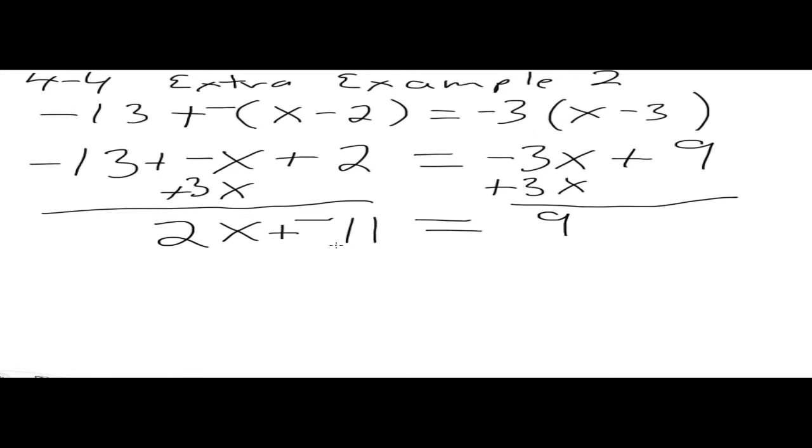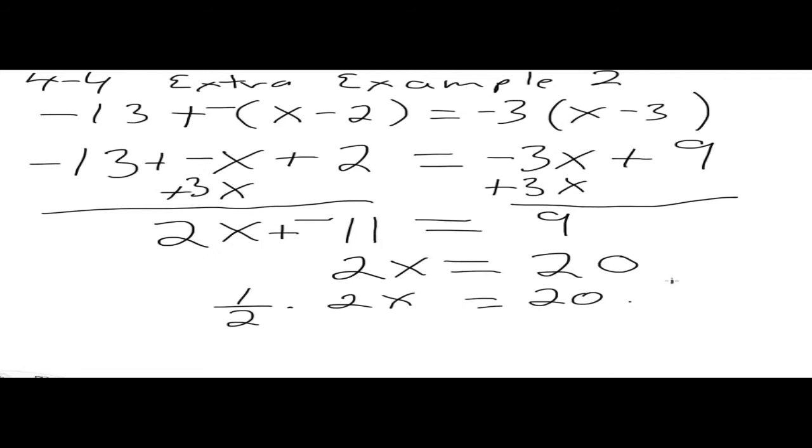Now I'm going to add 11 to both sides of the equation. 2x equals 9 plus 11, what does that work out to be? Oh yeah, 20. Divide both sides by 2, or multiply by the reciprocal. 1/2 times 2x equals 20 times 1/2. 2 over 2 is 1. 1 times x is x. x equals, 2 goes into 20 10 times. We have our solution that x equals 10.